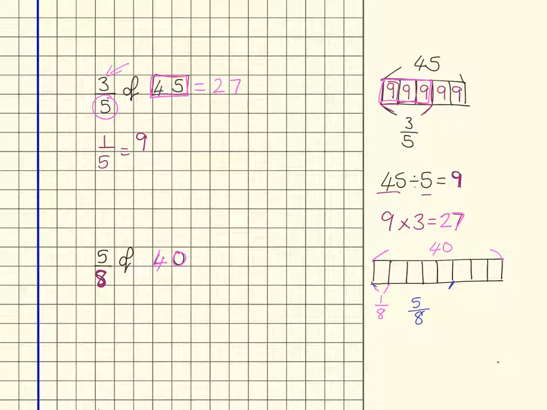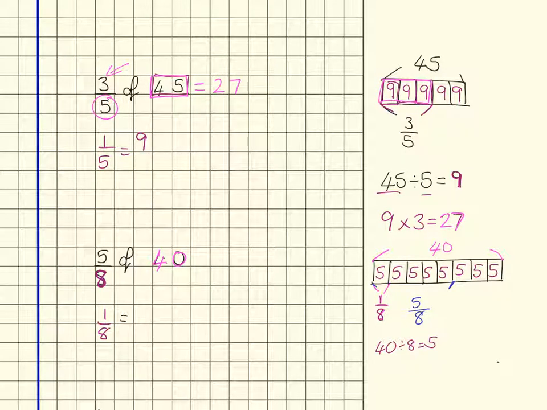Okay, so first of all, let's work out what 1/8 of 40 is. So 40 divided by 8 equals 5. So that tells me that each one of these eighths is worth 5. So let's check that. 5, 10, 15, 20, 25, 30, 35, 40. So that's correct.